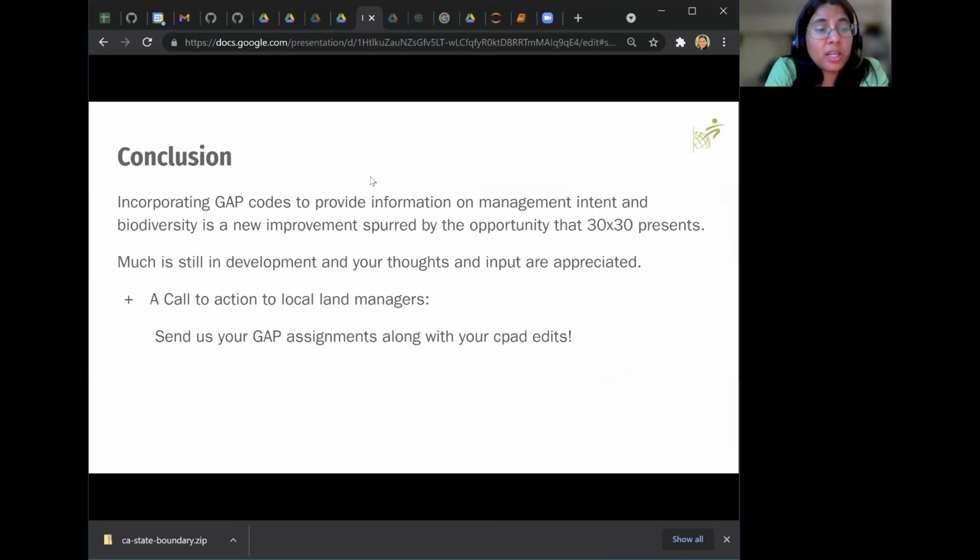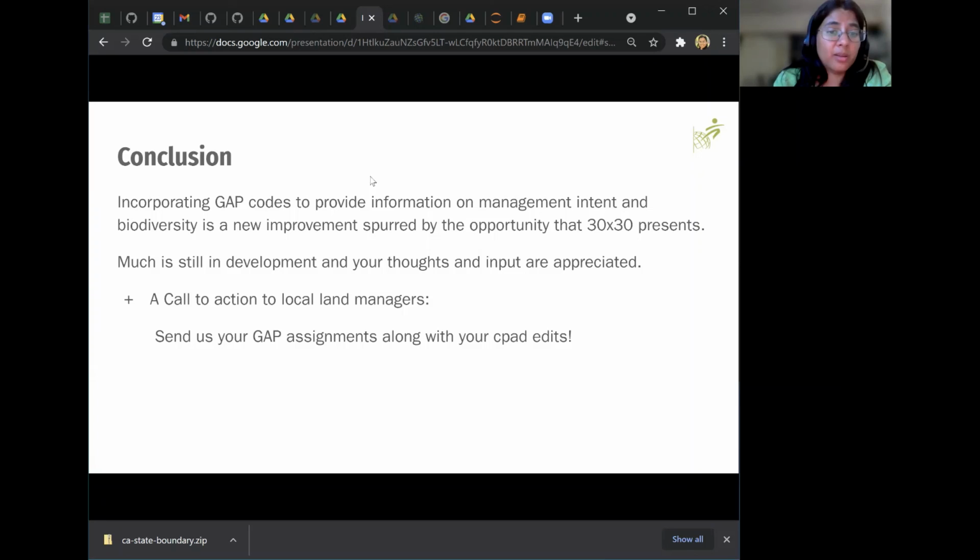The takeaway is really that incorporating gap codes to provide information on management intent, specifically for biodiversity, is a new improvement, and it's spurred in part by the opportunity that 30 by 30 presents. The way we've attempted to incorporate it really focuses on accounting accuracy, so making sure the acreage is correct without necessarily showing all the spatial information, only the distribution within a holding. This has the added advantage that it requires less maintenance, where rounding of the numbers is taking care of a lot of the slivers and gaps.